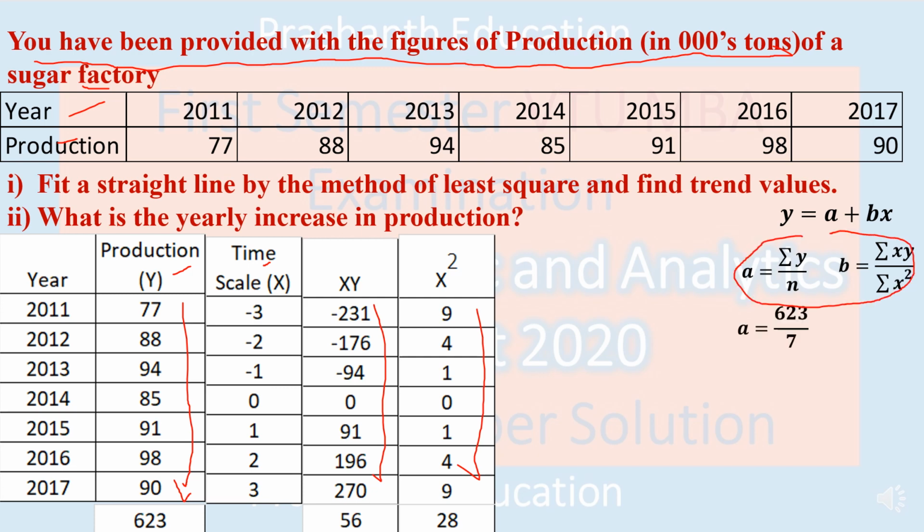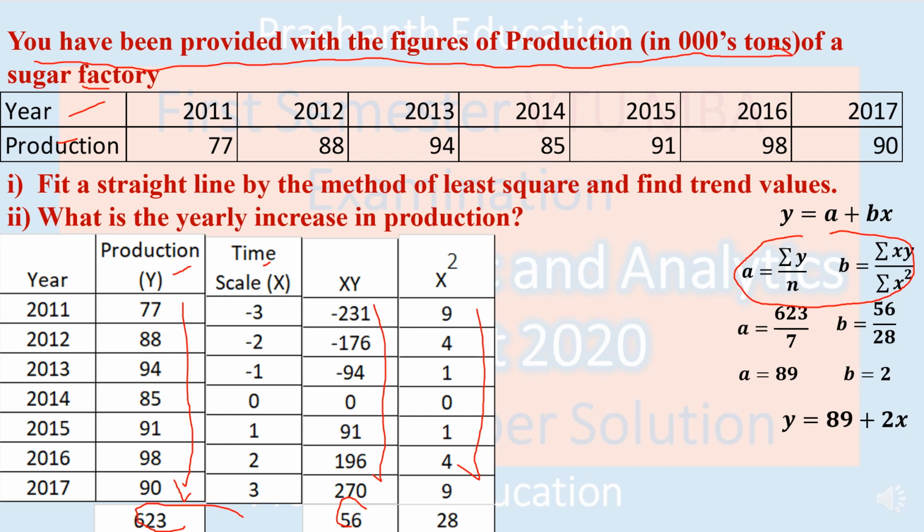Substitute for a. Sigma y is here, 623 divided by 7. That will give you 89. Next, b: sigma xy is 56 divided by 28, that is 2. Now I got the equation y is equal to 89 plus 2x.